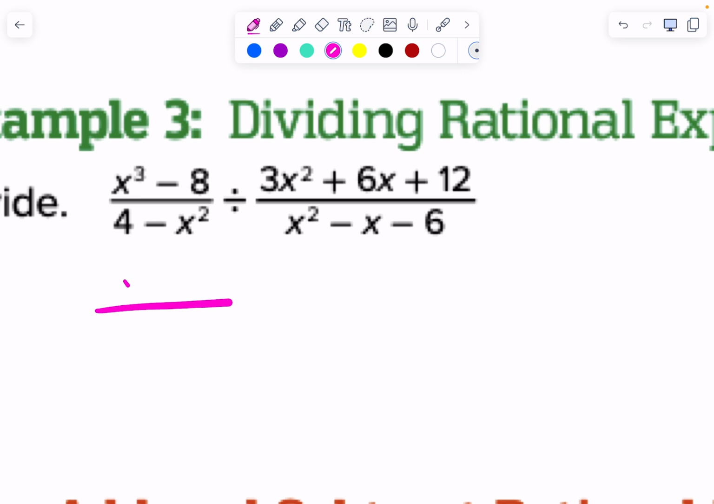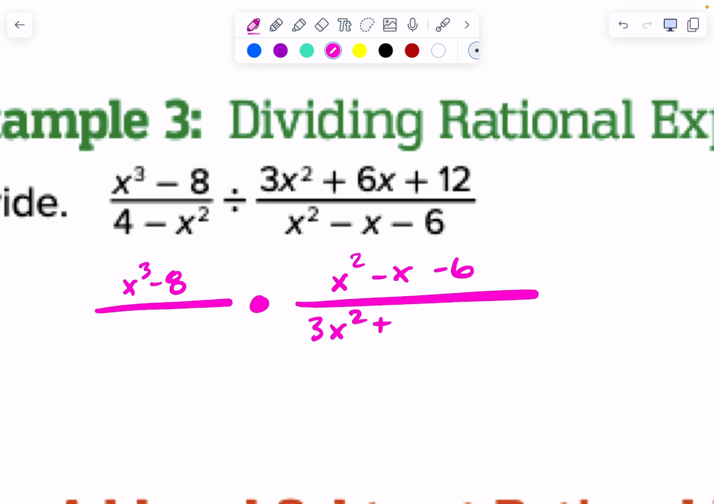So this guy is x cubed minus 8. This guy, we're going to fix him here in a second. Hold on. Times, I'm going to flip this guy: x squared minus x minus 6 and 3x squared plus 6x plus 12. So I flipped that guy. Anytime you see division, you're going to flip it and you're going to multiply. Okay, so I just flipped this back piece. This part is kept. This part is flipped. Do you see how that works?